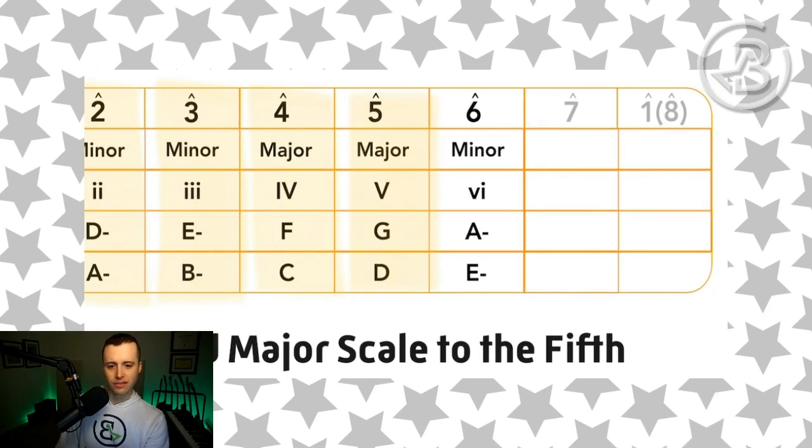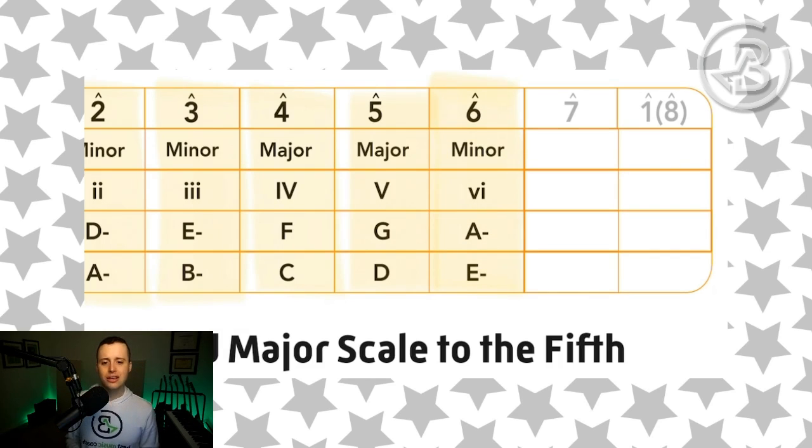Scale degree 5. All triads that are built for any scale on scale degree 5, when we harmonize a scale, are always going to be major. So we're going to show that with an uppercase 5 Roman numeral. And then scale degree 5 in a C major scale would be G, so we're going to have a G major chord. And scale degree 5 in a G major scale would be D, so we'll have a D major chord there.